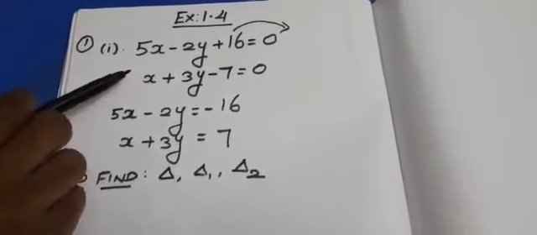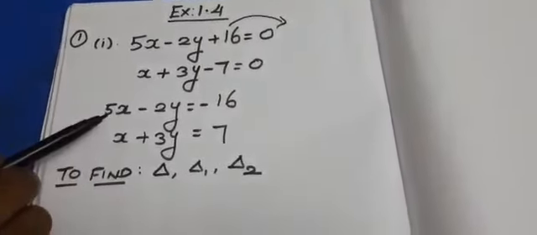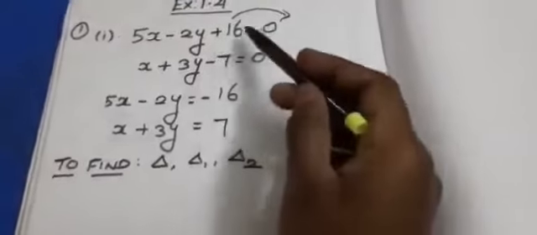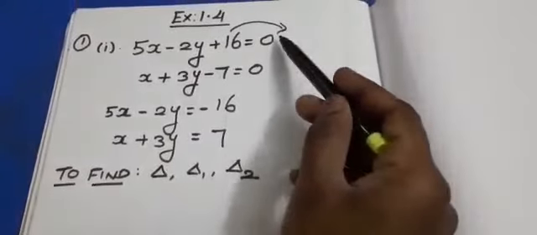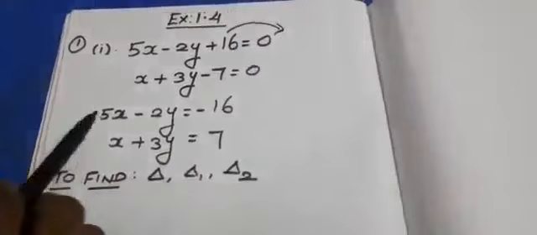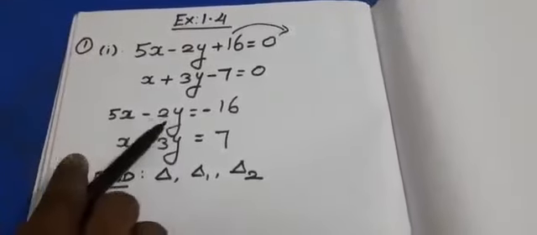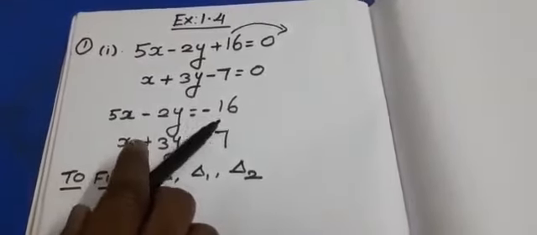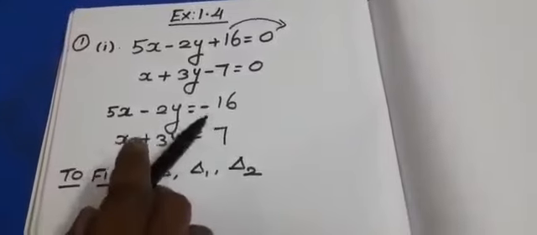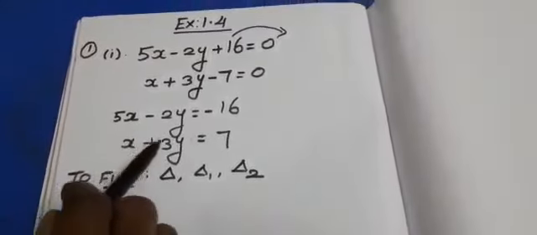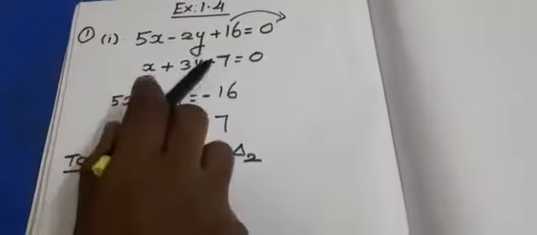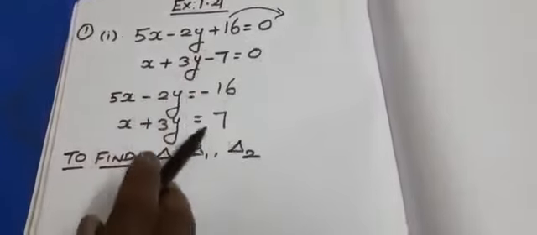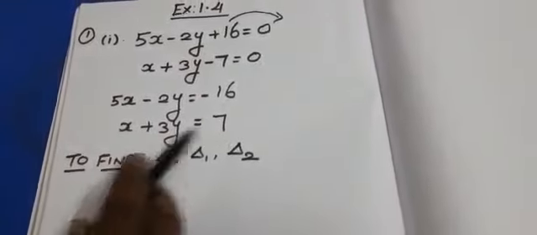Now I am going to rearrange the equation. I am bringing the constant from the left to the right hand side, students. If you see, I am getting 5x minus 2y equal to minus 16. The sign will be changed. For the constant in x plus 3y minus 7, moving left to right, I will get plus 7.